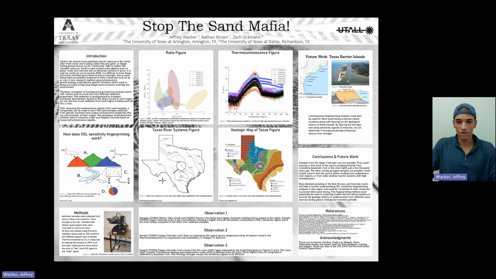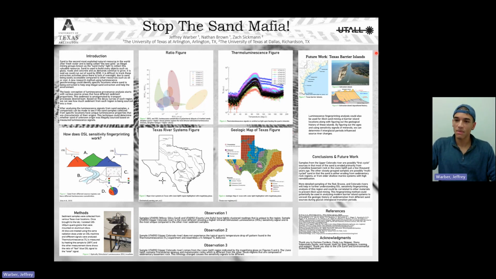We do not have our typical quartz drop-off seen in the other sediment samples, and this represents a more K-feldspar behavior. And this is due to the Colorado River running through the Llano uplift, which is seen in figure 5, this magnifying glass. So the Llano uplift, seen in figure 6 right here, contains Precambrian age materials, which is typically igneous and metamorphic rocks, and all the other regions are composed of sedimentary rocks. So this lithology change causes the sensitivity signals to be different.